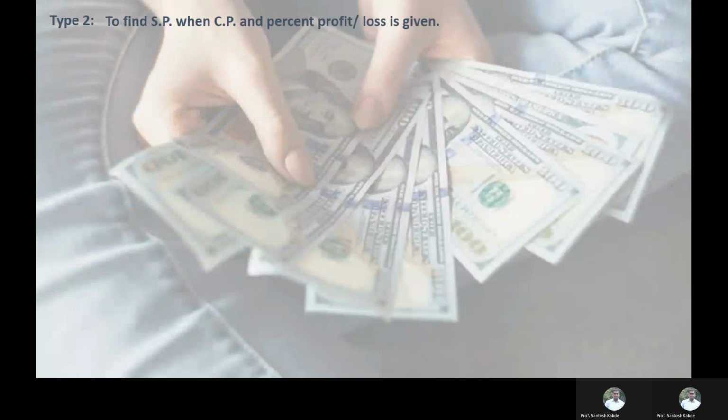Next type we have to see is to find SP and CP, that is selling price, and to find selling price when cost price and percent profit or loss is given. So let us see an example. Goods worth 6,000 rupees are purchased. What should be the selling price to earn a profit of 12%?